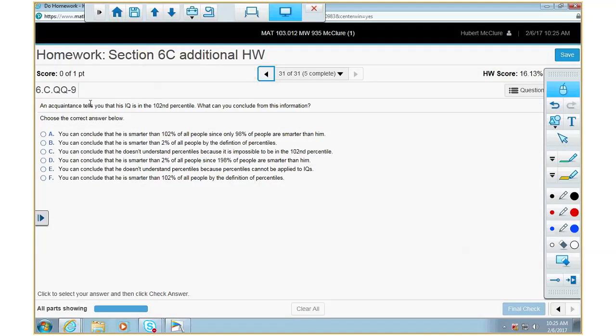An acquaintance tells you that his IQ is in the 102nd percentile. Well, you can answer this. What can you conclude with this information? You can conclude that you're in the unusual area, right? Because you're outside the normal. So that means you're either unusual or you're an outlier. They don't give you enough information because they don't give you the mean and standard deviation. You're just assuming on a 100% scale.